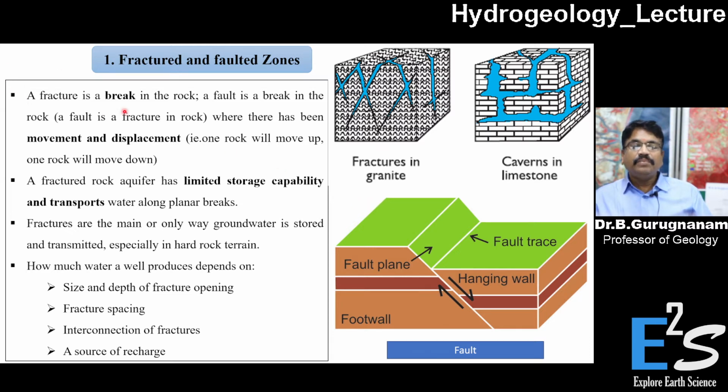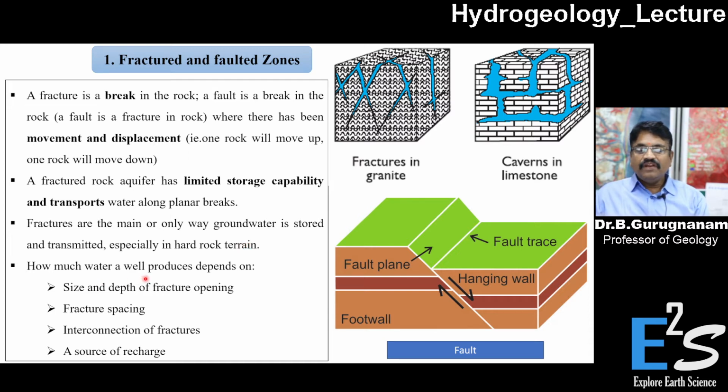A fracture is a break, as we know as a geologist. A fault is a break along with movement. So this is a highly favorable area. A fractured aquifer has limited storage capacity and transport during the movement when it travels in the fractured rock. Fractures are the main and only way groundwater is stored and transmitted, especially in hard rock terrain. Without fractures, we cannot expect groundwater.